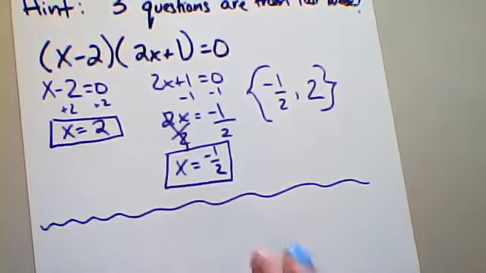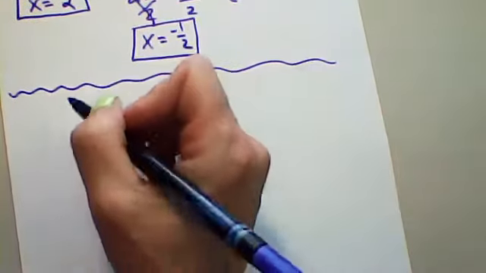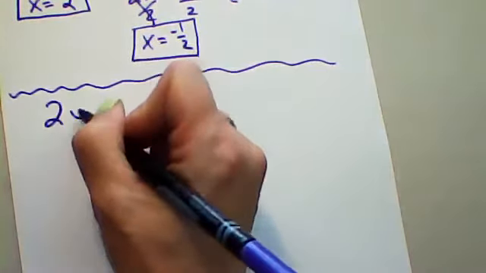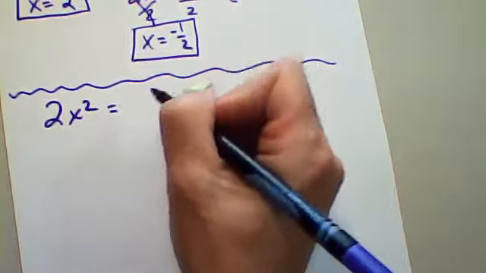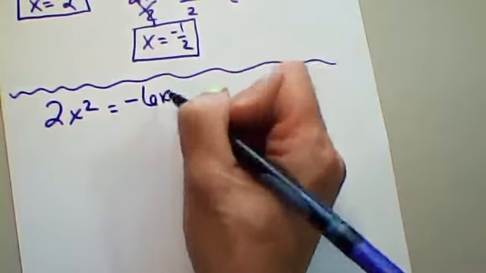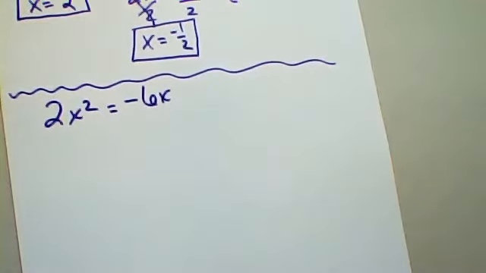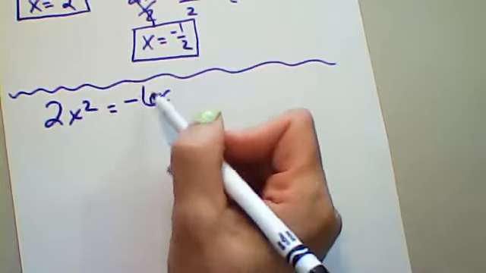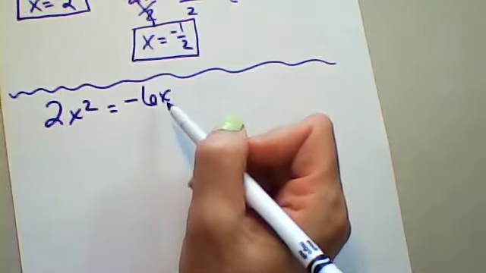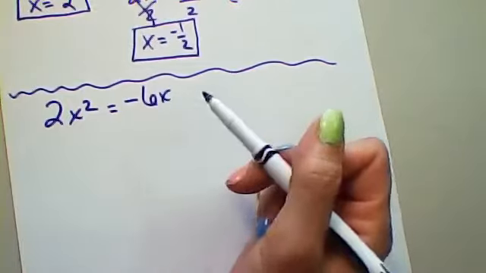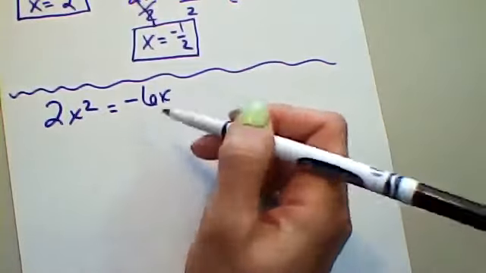If we have 2x squared equals negative 6x. Now I don't even have a 0 in there. So how can I use the zero product property? Well, to use the zero product property, first we've got to get a 0. So let's get this negative 6x, move that term to the other side, so we have a 0 over here.